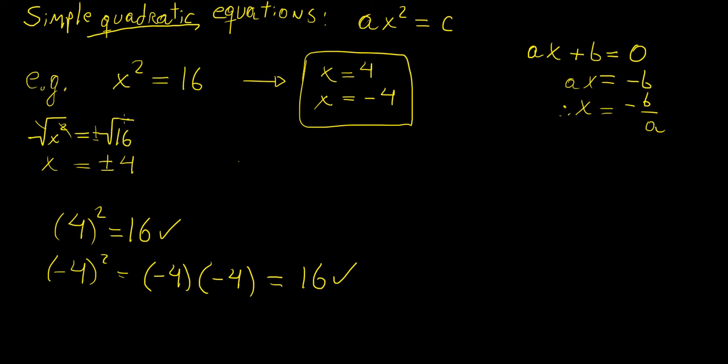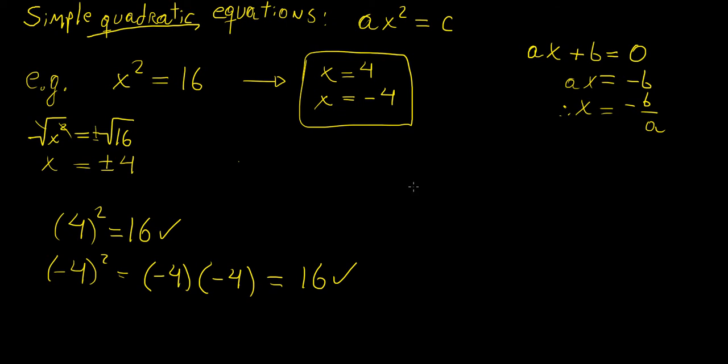And you can check that, because if we plug these two values into the original equation, 4 squared is going to be positive 16, and minus 4 squared is going to be minus 4 times minus 4, and negative signs cancel each other out when they're multiplying or dividing, so then we're going to get positive 16 as well.